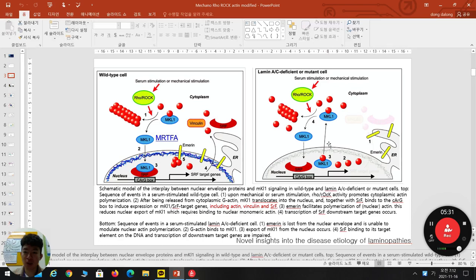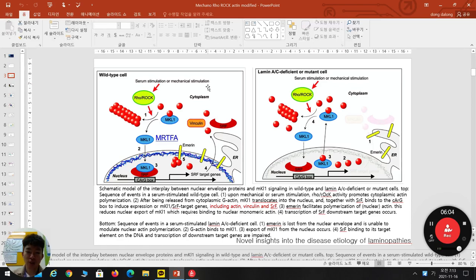And when they go outside, they communicate very well with each other, the globular actin and MRTFA. So there is not much actin polymerization, and this MKL1 cannot go into the nucleus, even under serum stimulation and mechanical stimulation.